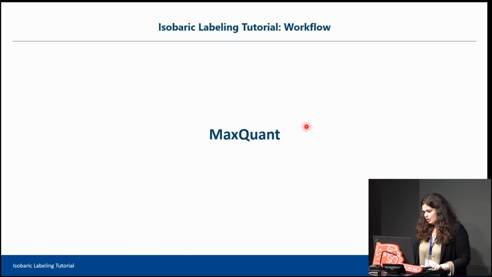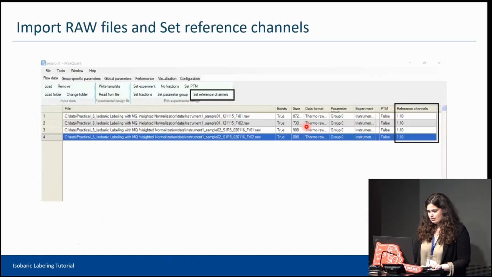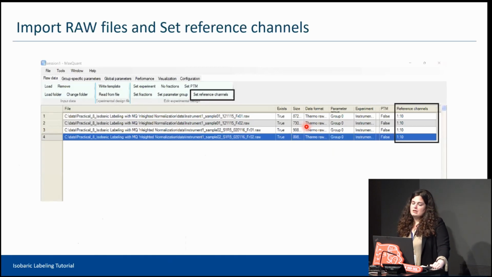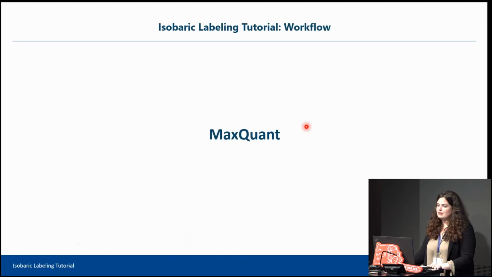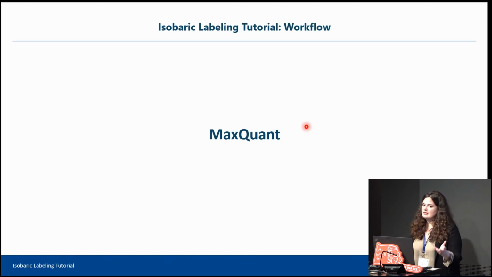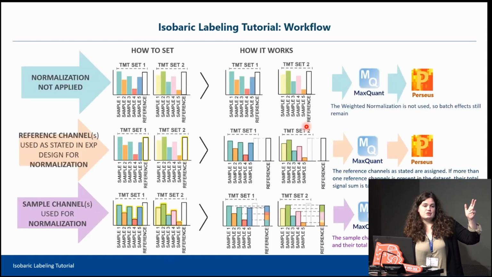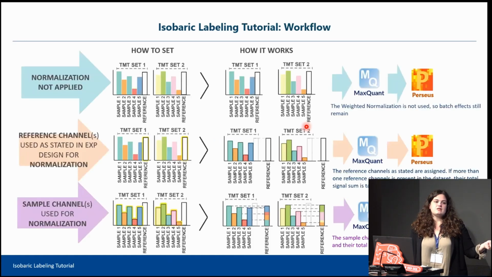Let's go to MaxQuant. Here I'm showing you how we will start with the option as it should be, because the experimental design says that we have a reference channel. So we start with the orange option. As stated in the experimental design, we know that there is a reference channel, so let's do that as the experimental design says.